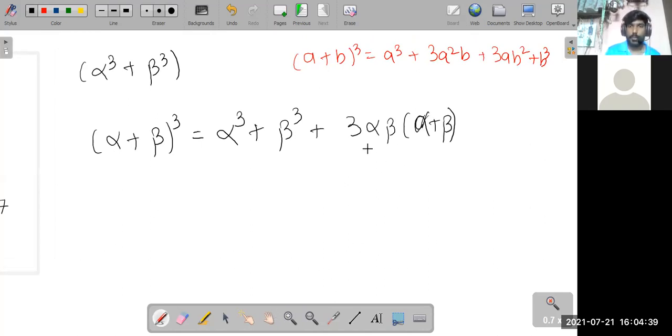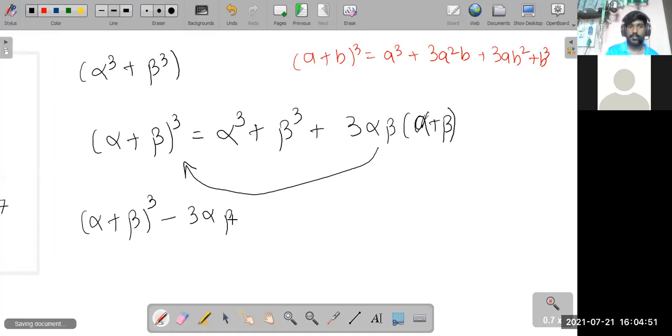Okay, now in this formula, you take this plus 3 alpha beta on the other side. So you will have alpha plus beta the whole cube minus 3 alpha beta into alpha plus beta is equal to alpha cube plus beta cube. Did you understand up to here?